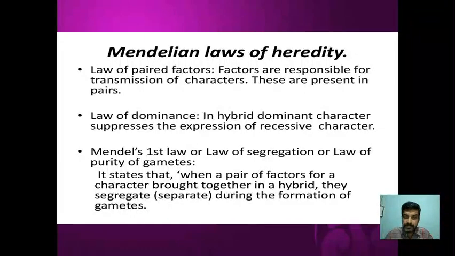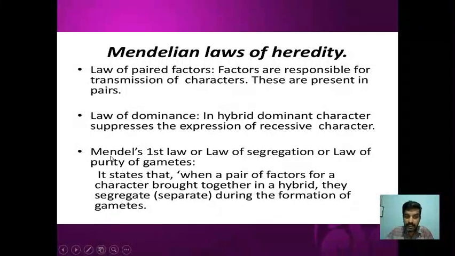Then the law of dominance. In a pair of dissimilar alleles, if an individual has dissimilar alleles, not the same alleles, slightly altered alleles, then one will express and the other one will be suppressed. The one that is expressed is called the dominant allele, and the trait is said to be a dominant trait. The one which could not express, or whose expression is suppressed, is called a recessive allele, and the trait is said to be a recessive trait.